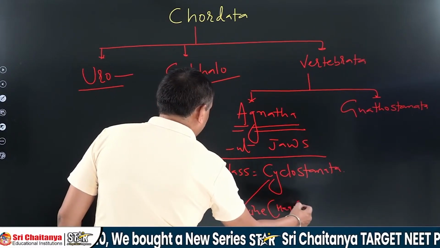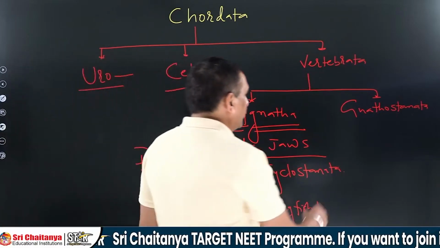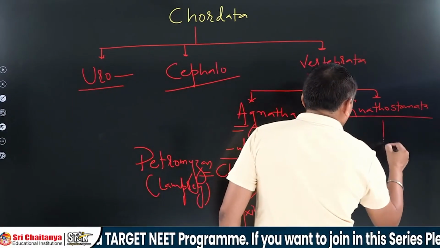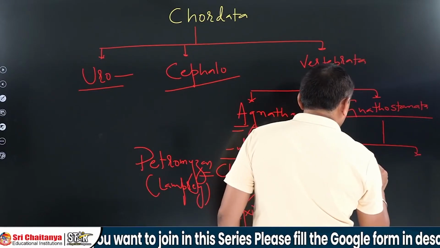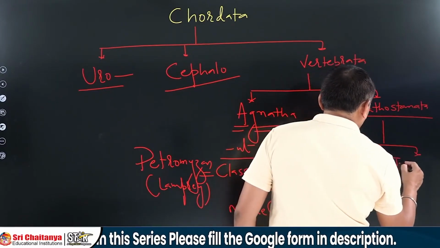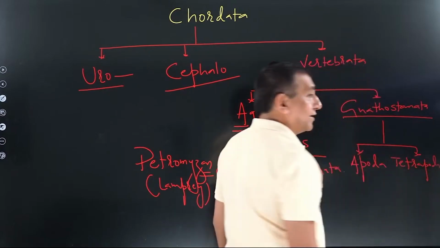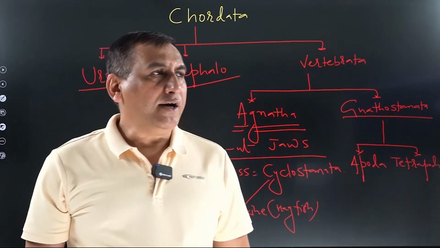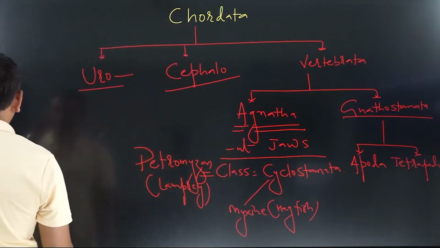So this is the revision and the examples I said. The second one is the gnathostomata. Gnathostomata is divided into two: one is the apoda and the second one is known as the tetrapoda. Yes, you are correct, apoda and tetrapoda.